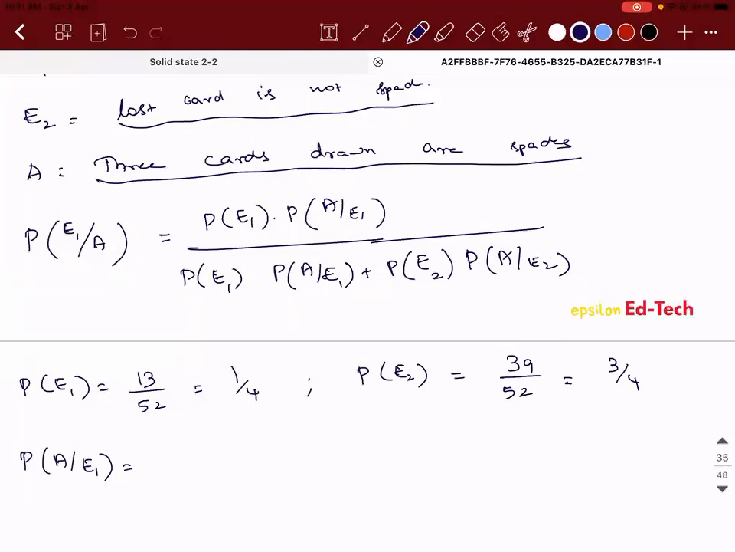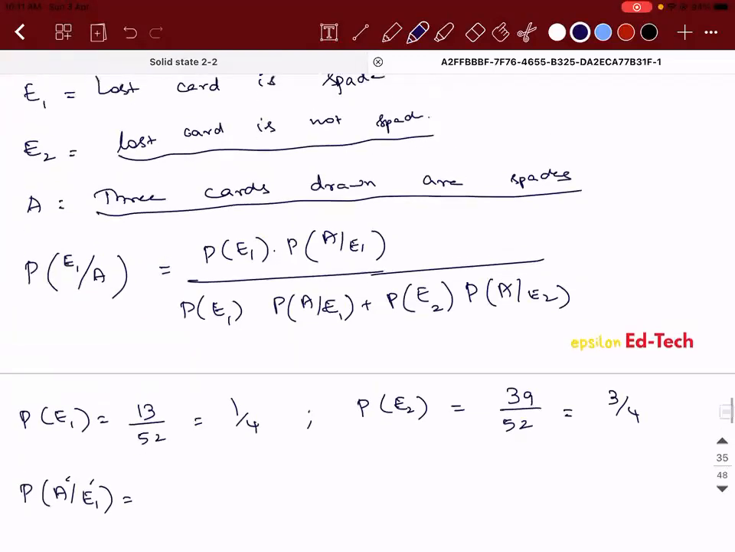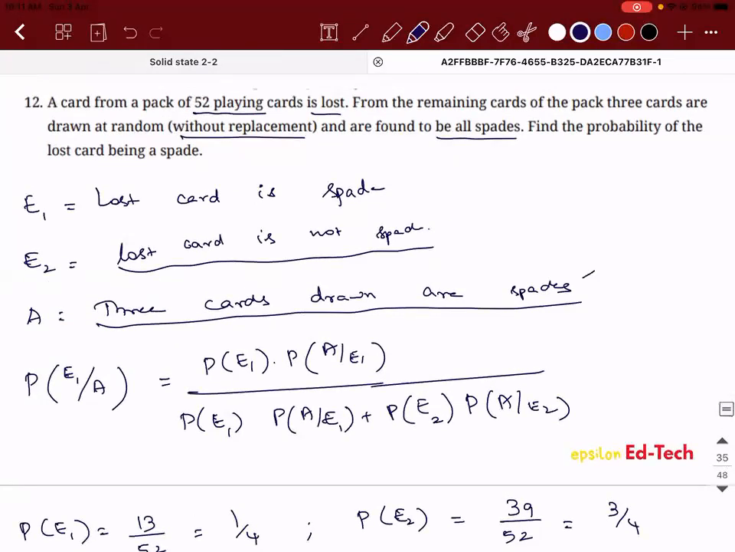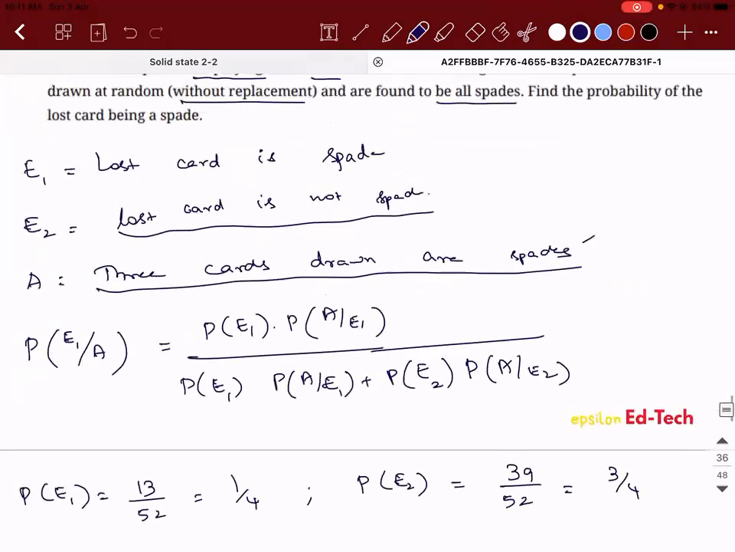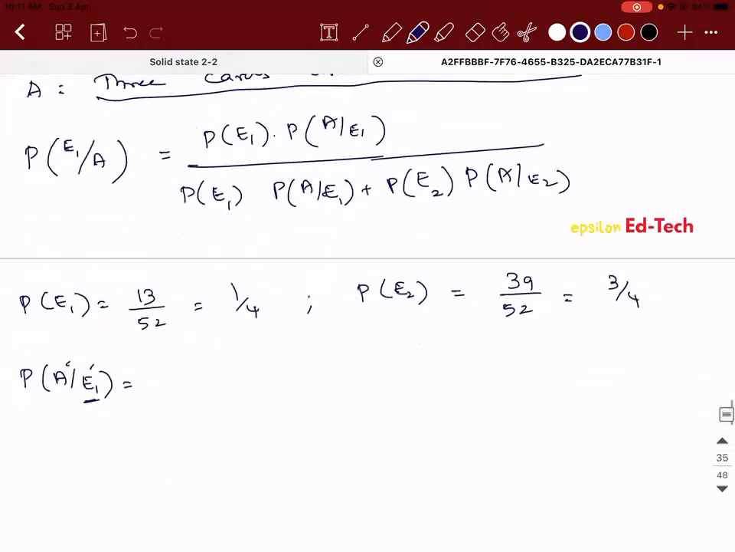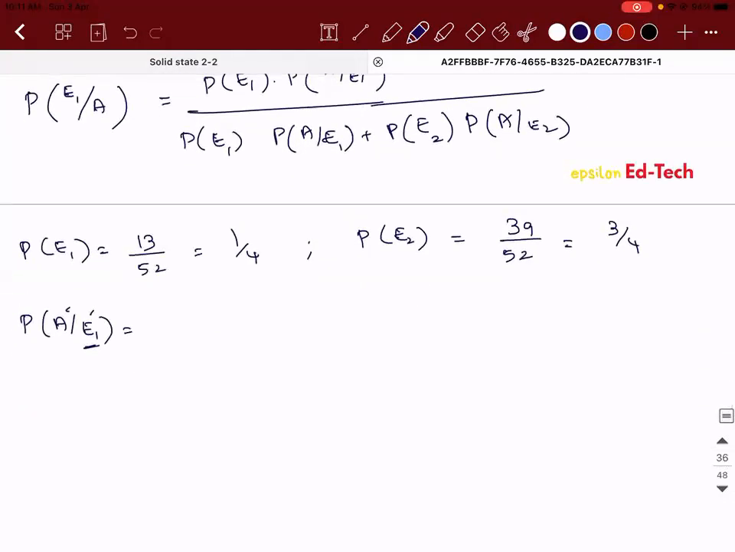See, what is the meaning of probability of A given E1? It is the probability that 3 cards are drawn and you know that they are spades. But what does E1 tell? While you're drawing those 3 cards, you already know that one of the spades is lost. So how many spades are there in the deck? There are only 12 spades now. So out of the 12, you're choosing 3, divided by how many are there? Actually, 51 cards are there. Out of them, you're choosing 3. So this is going to be a number.